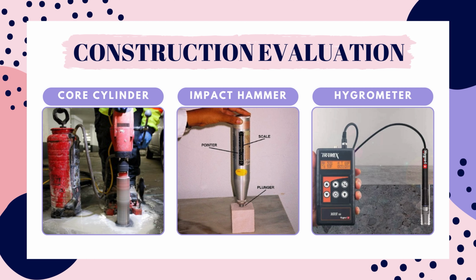Impact hammer test, also known as a rebound hammer test, is a non-destructive method used to assess the compressive strength of hardened concrete. A spring-loaded plunger snaps against the concrete surface and the rebound distance is measured. The amount of rebound gives us an approximate reading of the concrete strength. And finally, a hygrometer test is used to determine the moisture emissions of the concrete.